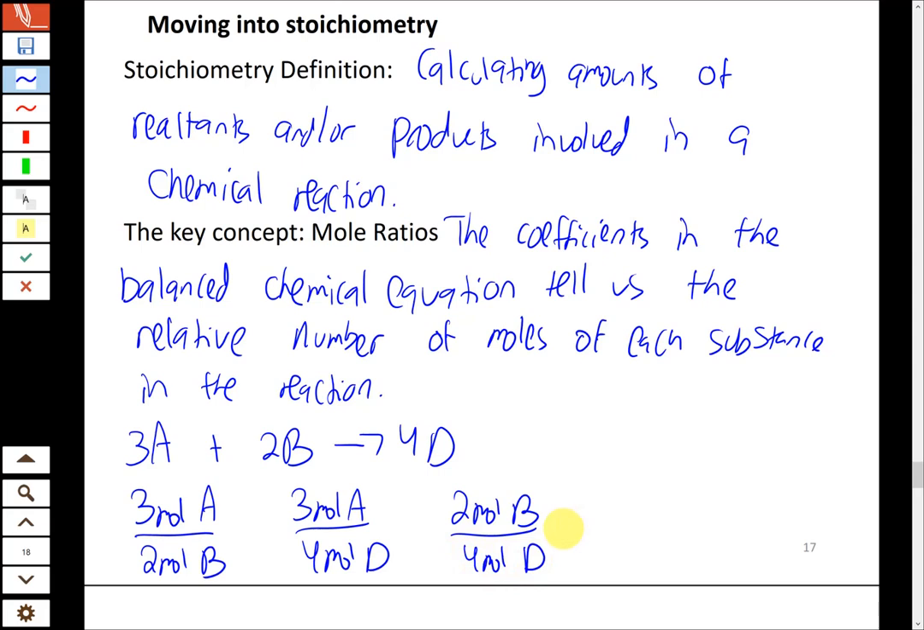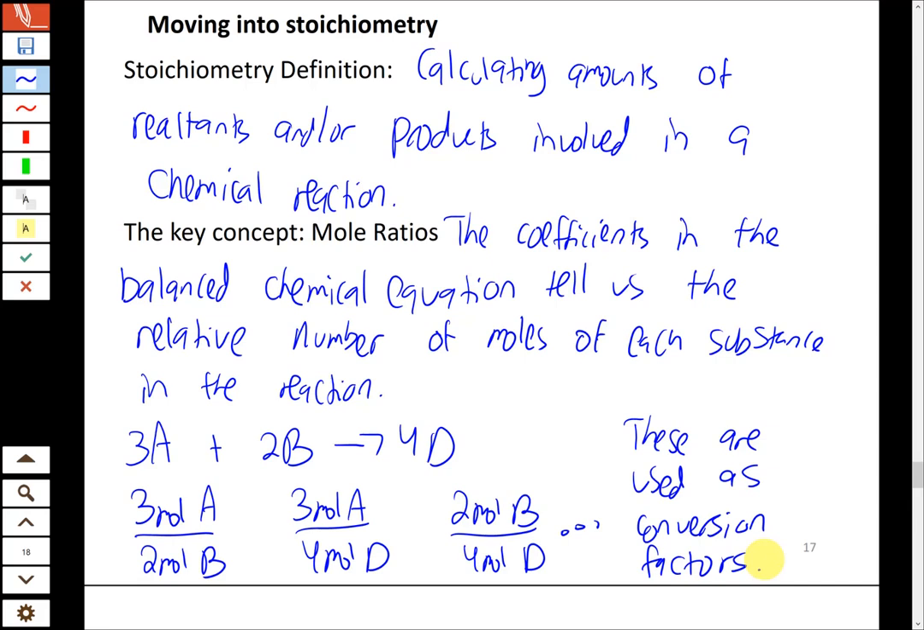There's all these different combinations you can write with different combinations of reactants or products written in with either one in the numerator, either one in the denominator. And these are all going to be used as conversion factors, again, to convert one amount of substance into an amount of a different substance. All right, and so that's going to be the key idea with stoichiometry.